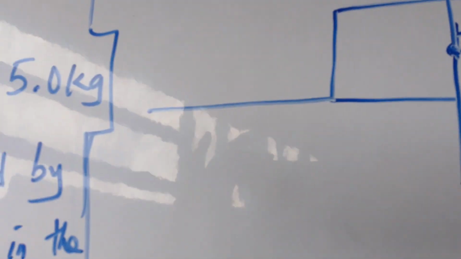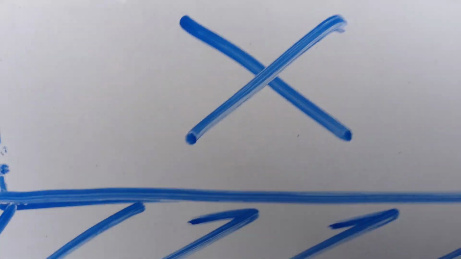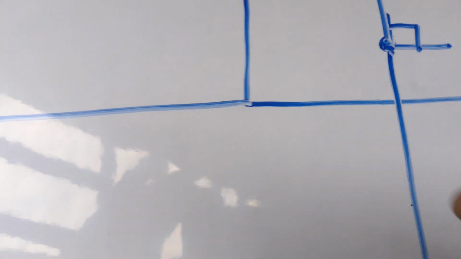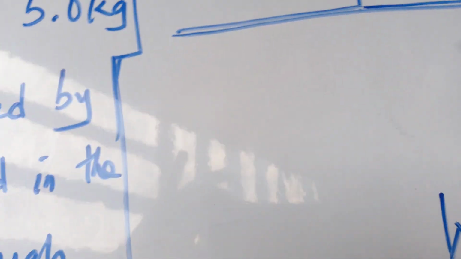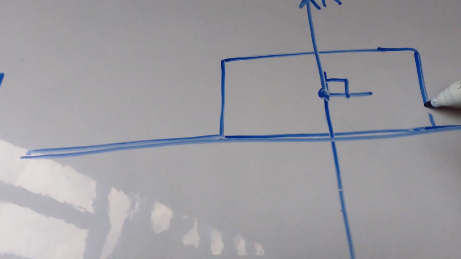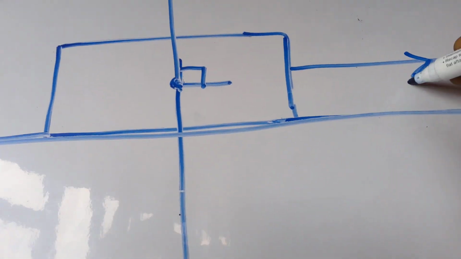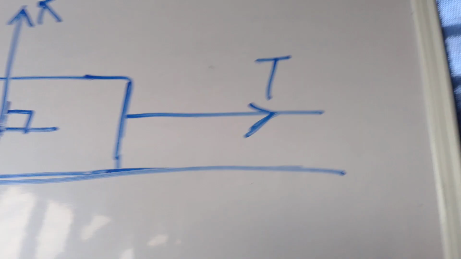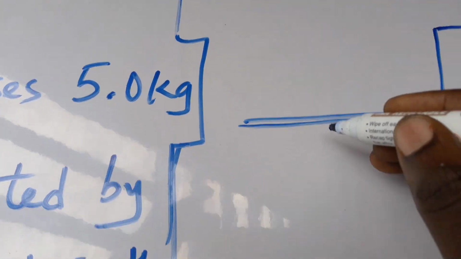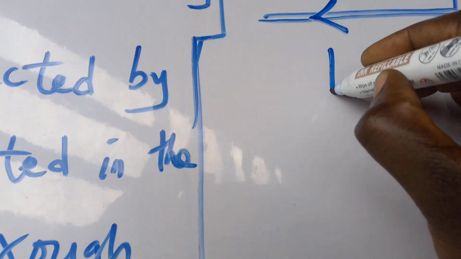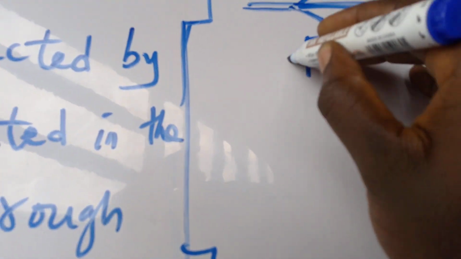So this is block X. That is this block X. And this is the surface, the rough surface. There is a friction force that will act here. Why? Because first, the tension force is acting on this rope. The tension force is pulling this block this way. So friction force will act opposite the direction of motion. So you have this as your friction force F.